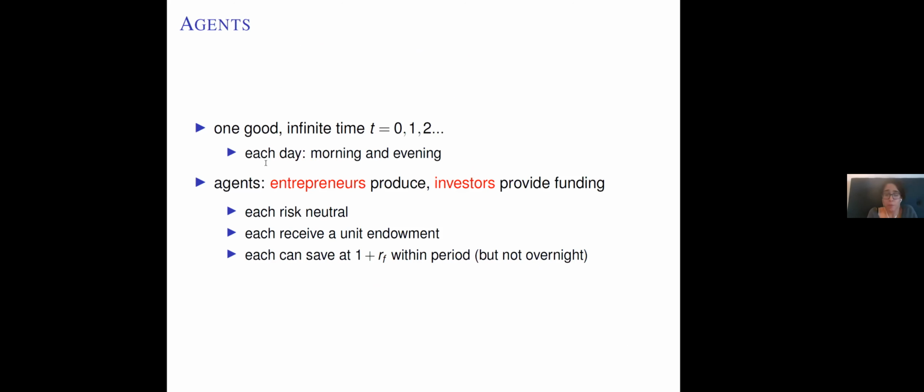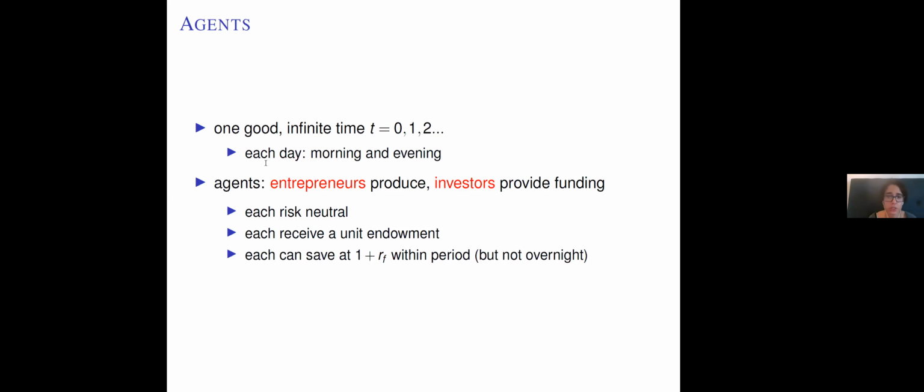Now, let me actually jump into the model. So the model is relatively simple. There is one good, there is infinite time. This is discrete time, so time 0 to infinity. Each day is divided between morning and evening. There are two types of agents. There are entrepreneurs who produce and investors who provide funding.